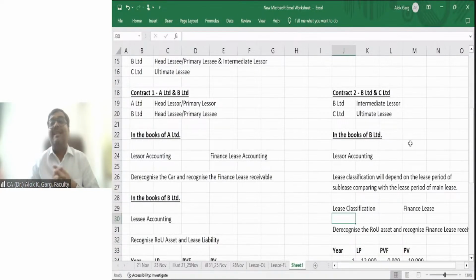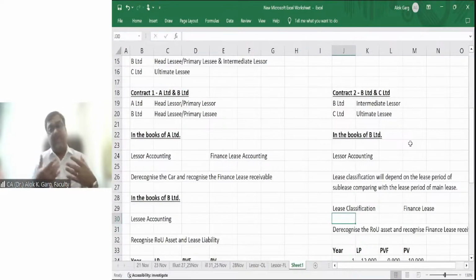In that case, I have checked what is the lease classification. I have checked what is the right which is there with B Limited. B Limited has the right of 7 years. Out of 7 years, B Limited is transferring the asset for 5 years. So it means it is like a finance lease. For the majority of the life, B is transferring the asset to C, right? So for 7 years, B is enjoying the asset only for 2 years. The rest 5 years the asset is given to C. So in the books of B Limited, it becomes a finance lease.